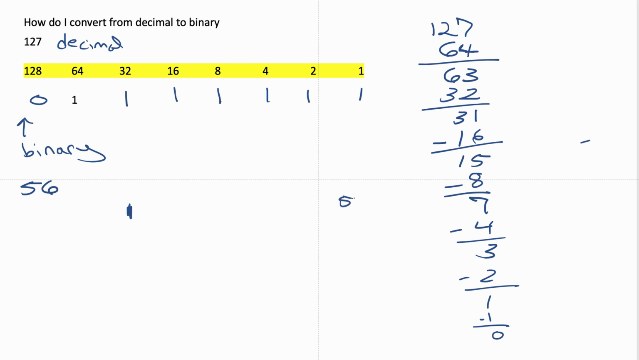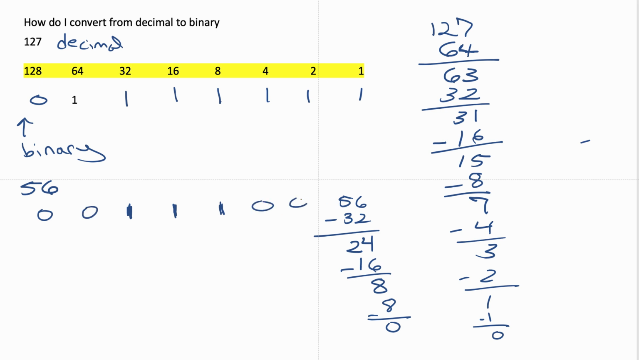So we go 56 minus 32, so that's 24. Then we look, which one is less than or equal to 24? Well, that's the 16. So we put 16 in here, and that gives us 8. And 8 is exactly it, and then we're done. We didn't use any of the other positions, so we just write 0, 0, 0, and then 0, 0, and 0. So 56 is the same as the binary number 0, 0, 1, 1, 1, 0, 0, 0.